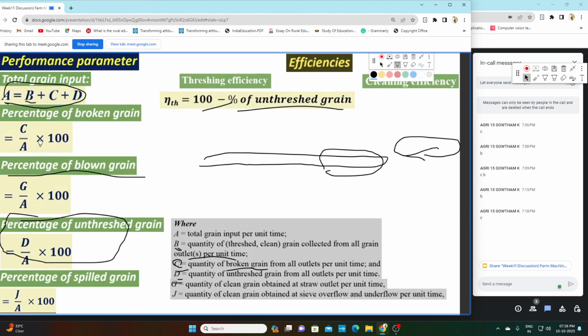A is the total quantity that is fed, and C is the quantity of unthreshed grain from all the outlets. We have to calculate D by A, not C by A, because the percentage of unthreshed grain is D by A. D is the quantity of unthreshed grain and A is the quantity of total grain. So the threshing efficiency is 100% minus D by A, not C by A.